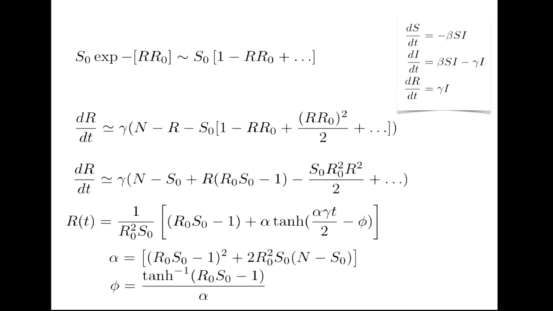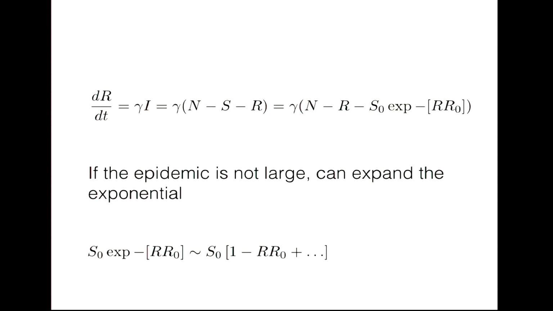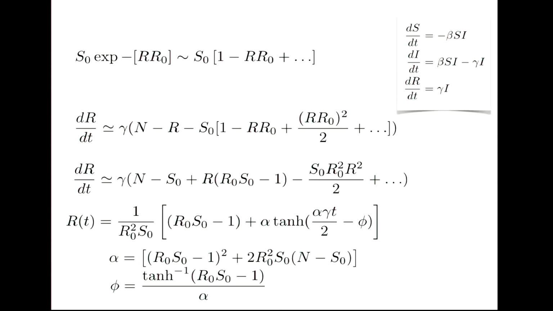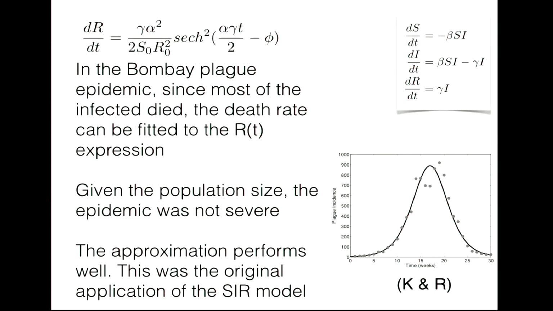So R of t is this complicated function, a tanh, a hyperbolic tangent, of an alpha function with a phase factor phi, and alpha and phi can also be calculated depending upon the values of S0, N and R0. So this is doable, it's actually writable in closed form, even though the original equation here couldn't have been solved exactly. The second equation, with the approximation that you just keep the first few terms when you expand, can be solved. And finally you get an equation for dR by dt in terms of this alpha quantity that I just described.